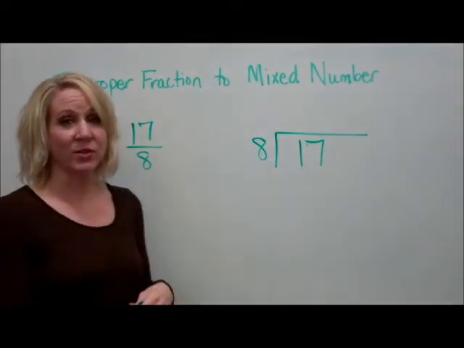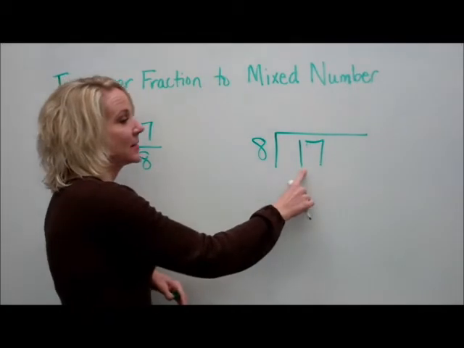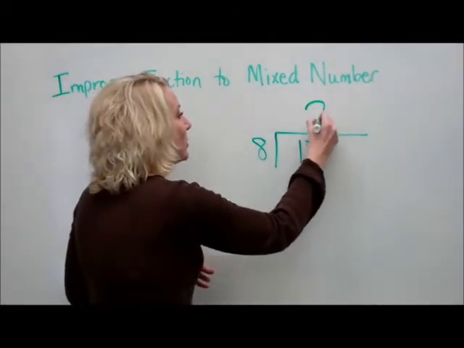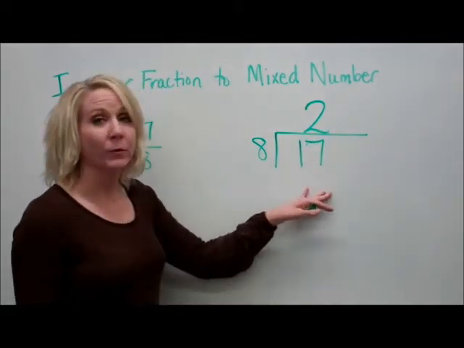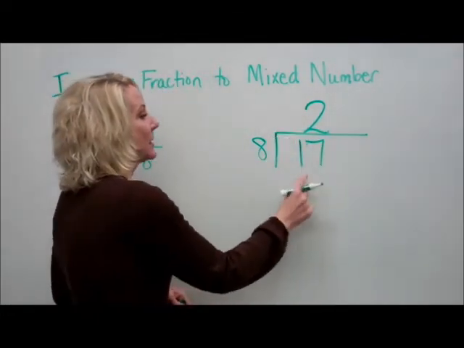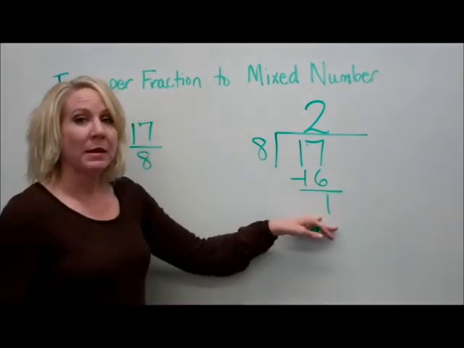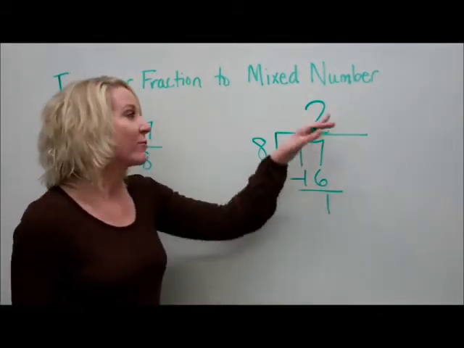What you do then is you do the division. 8 divides into 17 about 2 times. The 2 that we put here is going to become our whole number. 2 times 8 is 16. We subtract to find our remainder. The remainder that you have becomes part of the fraction.